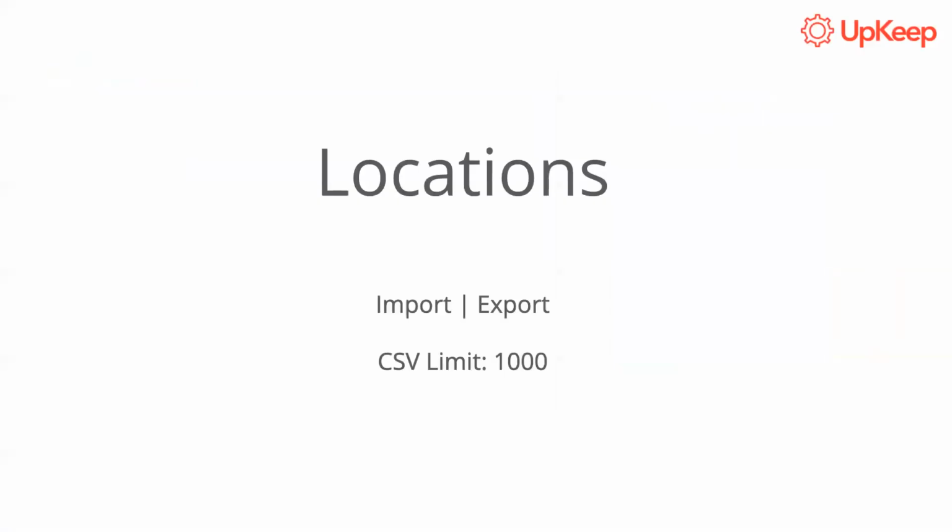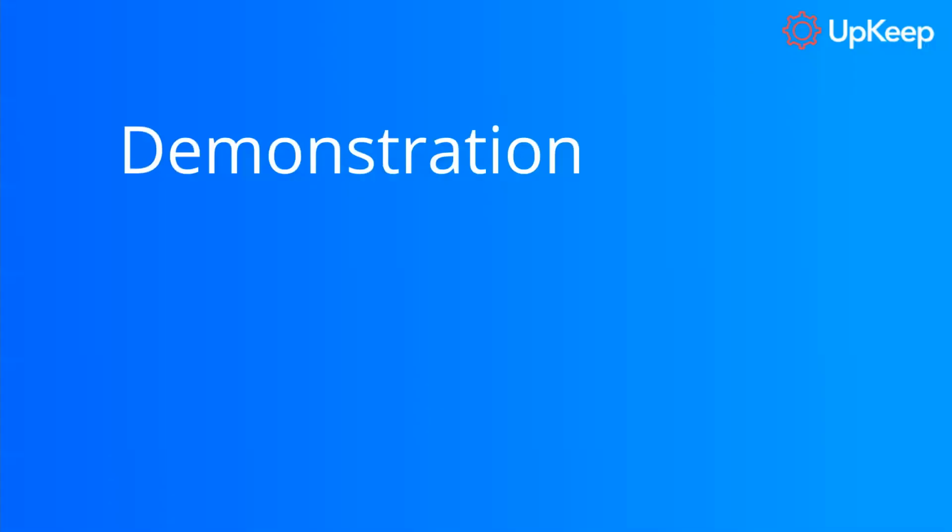Now, when you're importing locations, the max limit you can put in a CSV file is 1000. And then you can also export your location data as well. So I'm going to give you a quick demonstration and show you how this all looks like within the app.